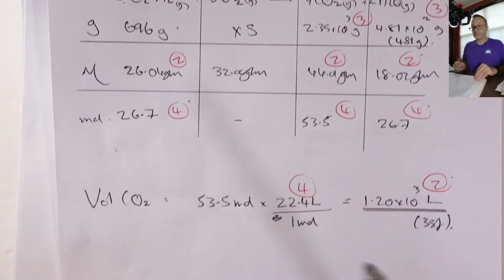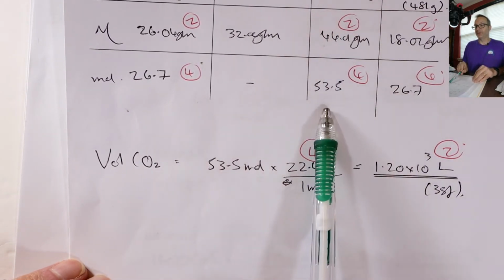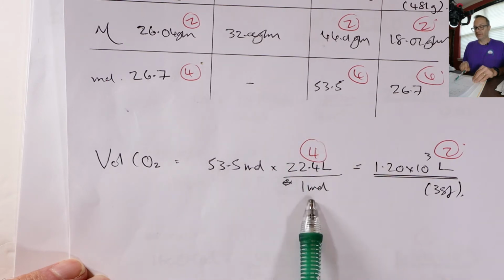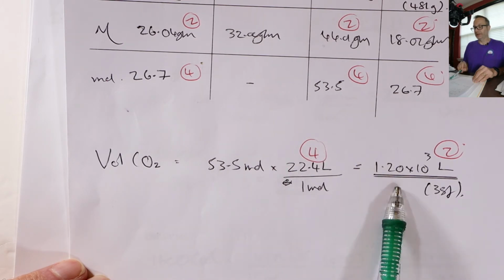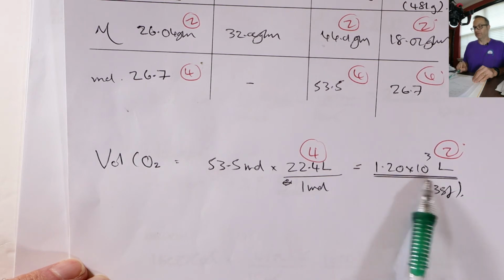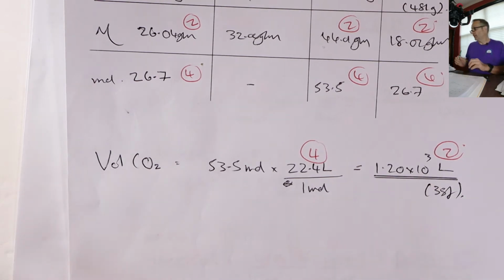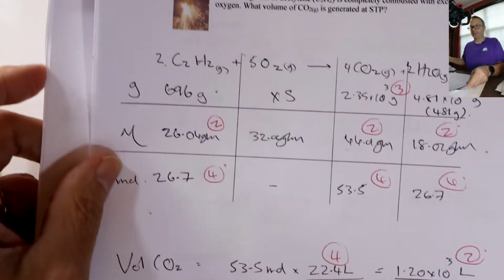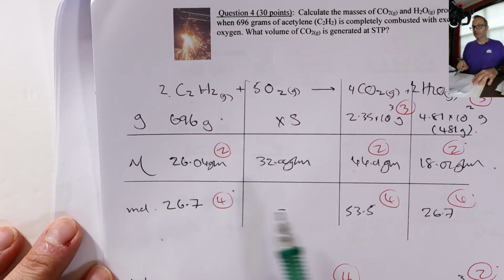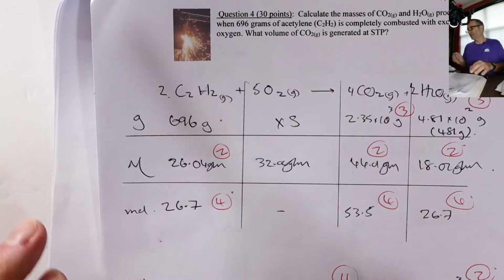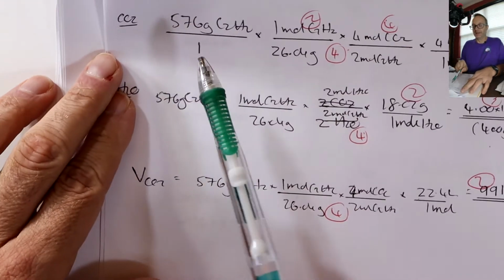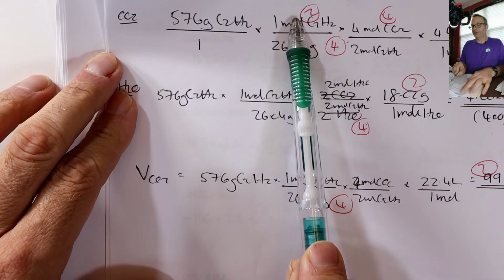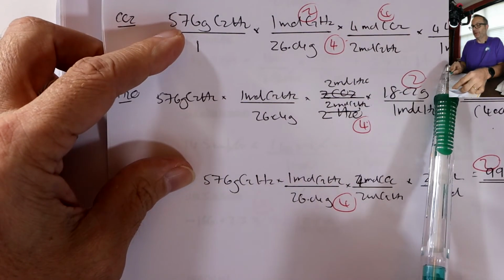All right, the volume is CO2, that's the moles. Moles times liters per mole, 1.20 times 10 to the 3 liters, 3 sig figs, okay. On the other one, I did the classic book approach, right? So if you think about it, it's exactly the same journey, isn't it? So think about the journey here, right? Grams to moles, moles to moles, moles to grams, right? So here we are. Grams to moles, moles to moles, moles to grams.